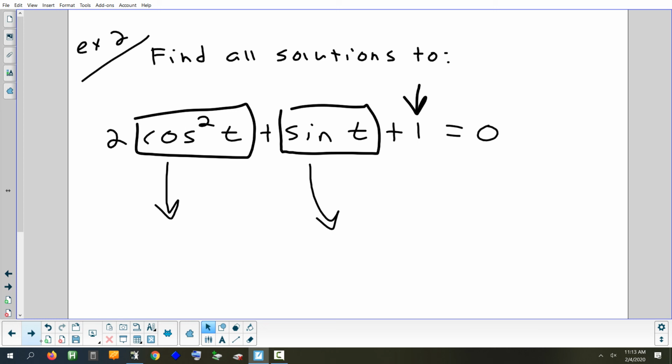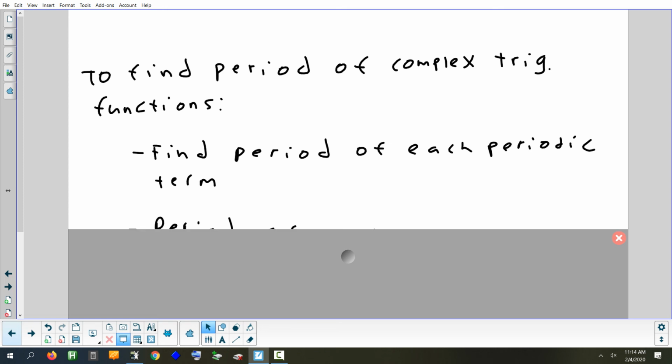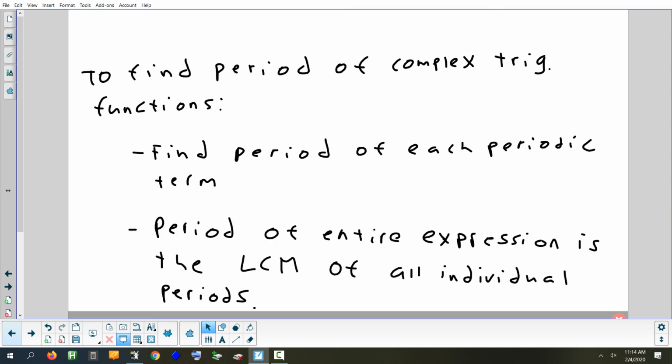Okay? If you graph cosine squared, it's going to repeat itself. If you graph sine, it's going to repeat its pattern. If you graph the number 1, no. It's just a horizontal line. We don't call that periodic. Okay. So you have to identify the periodic terms and find the period of each one of them. Now, once you have those individual periods, if you take the least common multiple of all of them, that's the period you're looking for the whole problem. Okay.